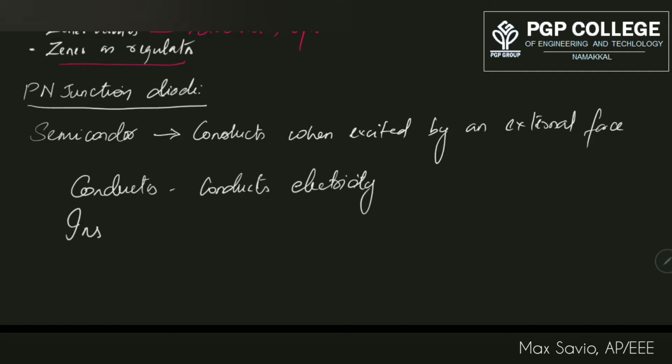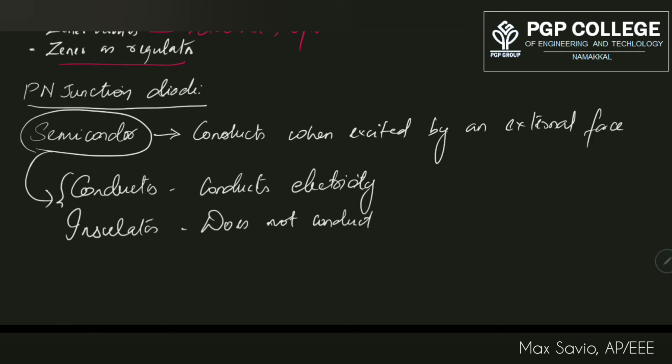And an insulator never conducts, it does not conduct. Your semiconductor almost lies between these. It functions both as an insulator and a conductor. That is, the semiconductor is going to be a conductor only when an external force or an external voltage is applied. That too, the voltage must be of some minimum value.